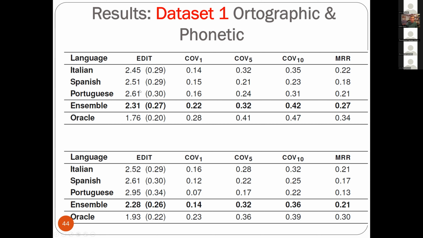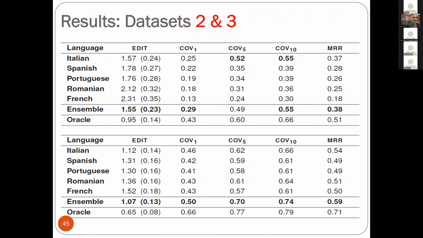We see here that in terms of edit distance, it's clear that Ensemble obtains better results than the individual results you obtain on each language separately, and the same is valid also for coverage 5 and coverage 10. When we move to the other two datasets, on the standard European dataset with 1,000 words, we obtain with the ensemble, in terms of edit distance, a 1.5 difference, which is a good result. And for coverage 5, around 50%, for coverage 10, 55%.